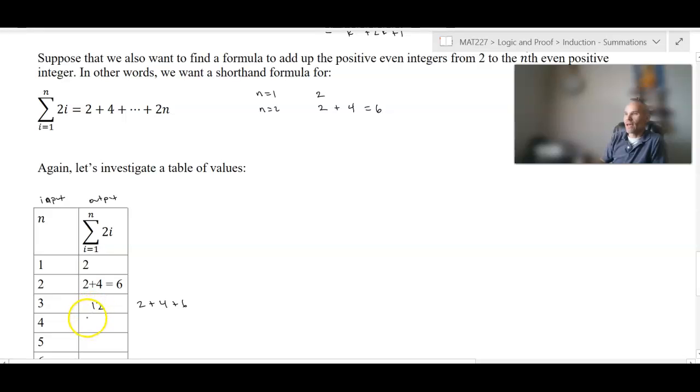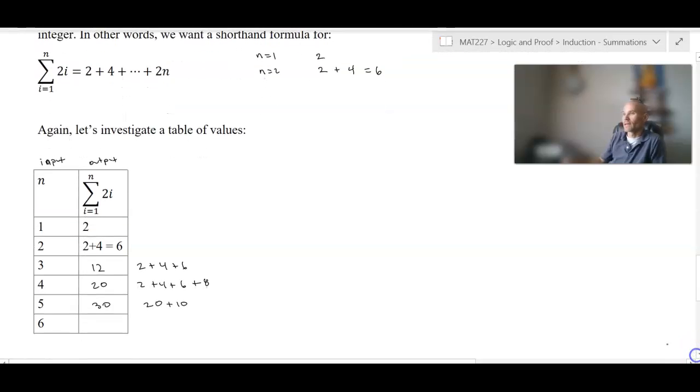And then if I take the first 4 even integers, which is 2 plus 4 plus 6 plus 8, that's going to be 20. And then we now know that for n equals 5, we just have to add in one more even integer, which is 10. That gives us 30. And then same thing here. Let's go ahead and say 30 plus the next even integer is 42.